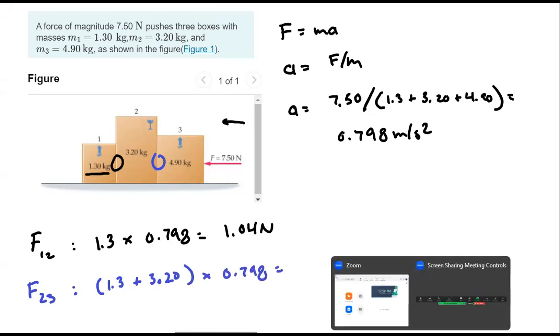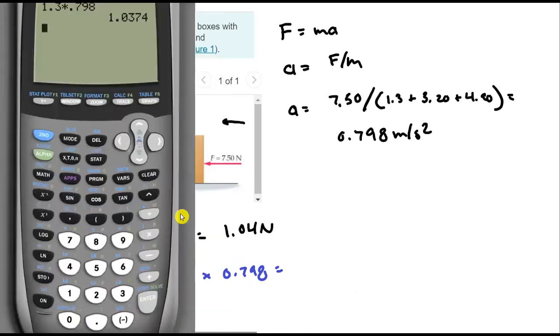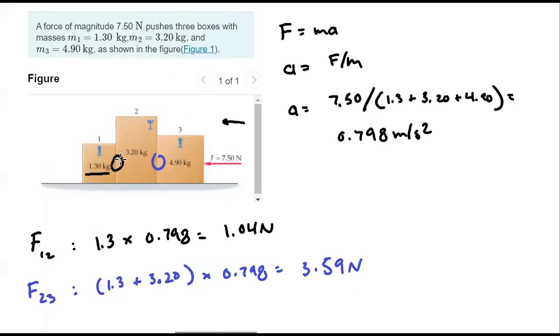So let's see. So if we take box 1 plus box 2, let's multiply that by the acceleration, 0.798. The force required, or the contact force, we're going to get 3.59. So there you have it. Those are the contact forces between boxes 1 and 2, and then between boxes 2 and 3.